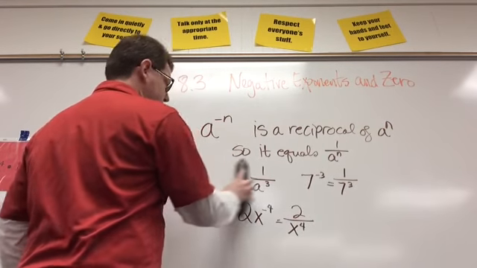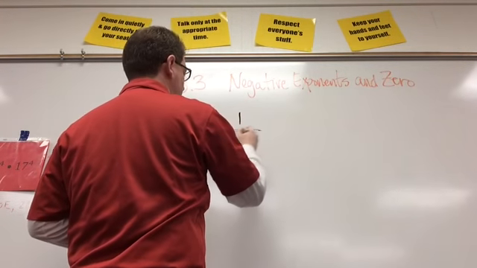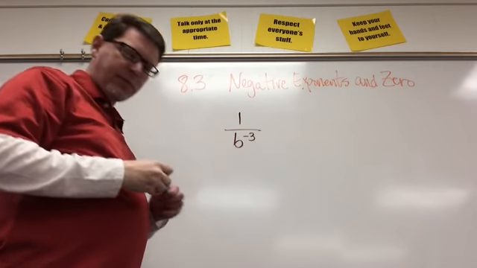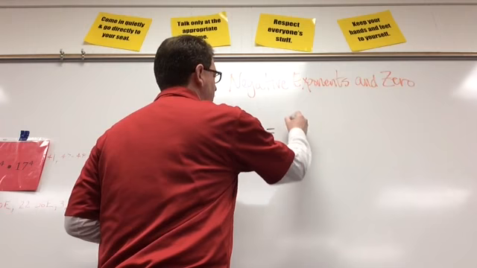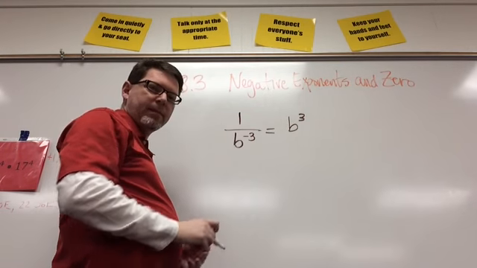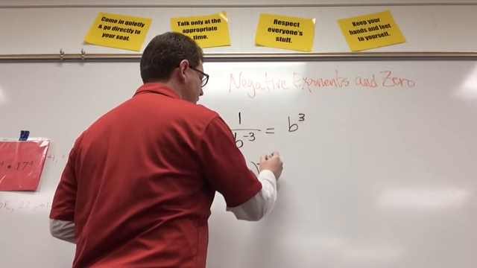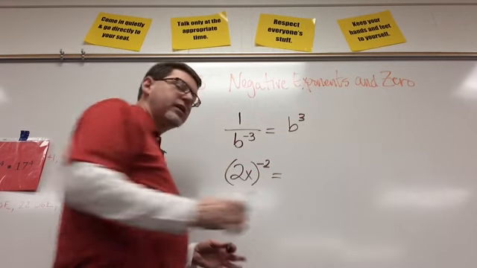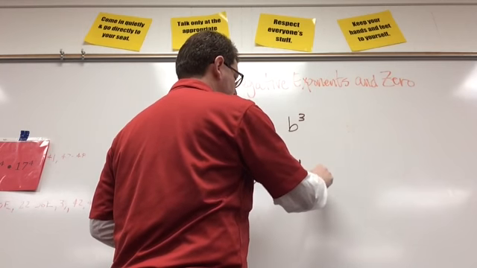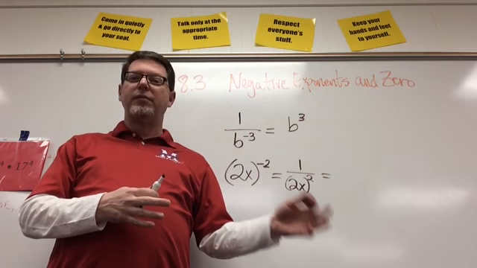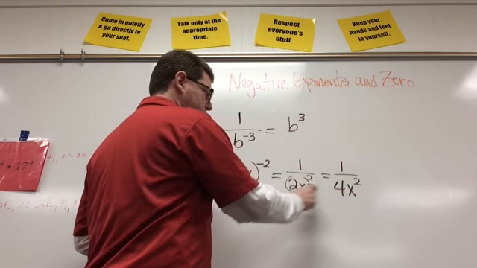I'm going to erase this and we're going to do a couple more examples. What if I have 1 over b to the negative third power? Well, since b with the negative third power is in the denominator, to make my exponent positive, I move it to the numerator, so this equals b to the third power. Flip it, make the reciprocal. What if I have 2x in parentheses to the negative second power? The first thing I need to do is to create a positive exponent, so this would be 1 over 2x to the second. And then I would keep going and follow my rules about power of a product, and that would be 1 over 4x squared, because 2 squared is 4 and x squared is x squared.